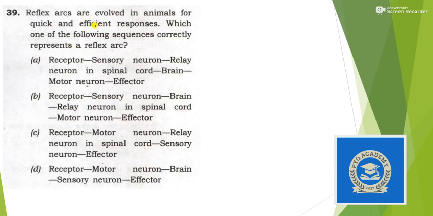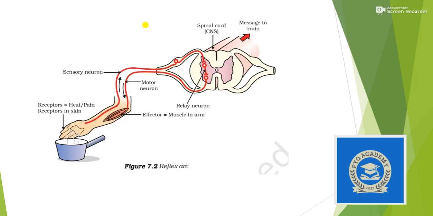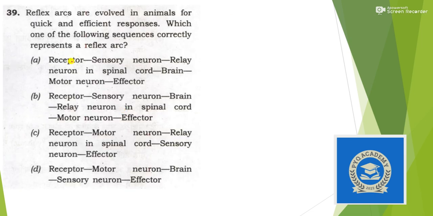Next, reflex arcs are involved in animals for quick and efficient response. This question has been asked from class 10 chapter number 7. You can see the reflex arc here. First there will be involvement of the receptor, then the receptor will inform the sensory neuron, then it will go up to the brain. After the brain it will relay to the neuron and then the effector. So this is the whole reflex arc: receptor, sensory neuron, relay neuron in spinal cord, then brain, then motor neuron. Yes, this is true. So the answer here is option A.